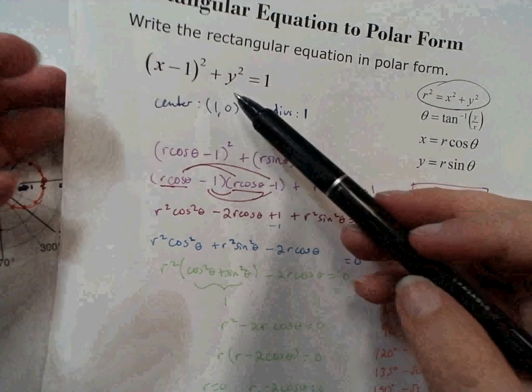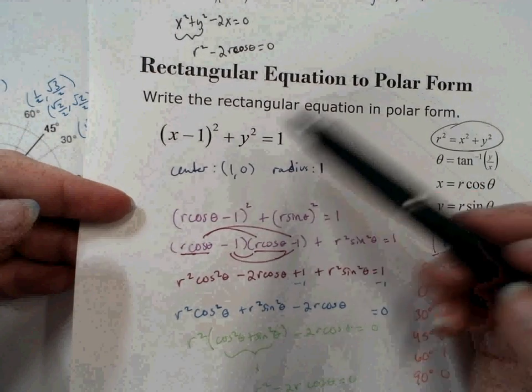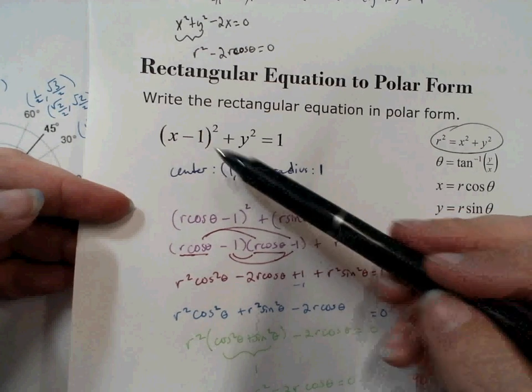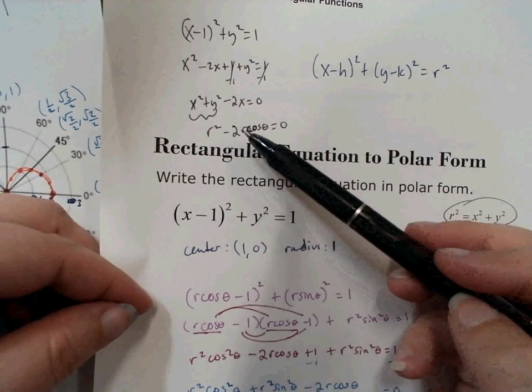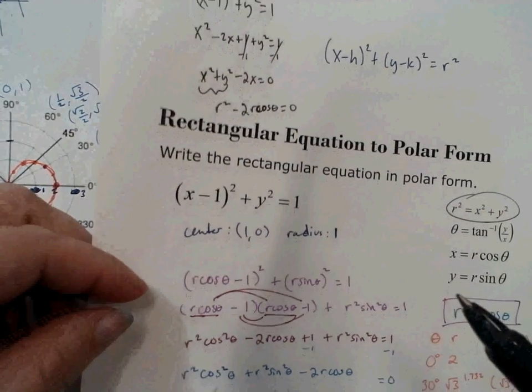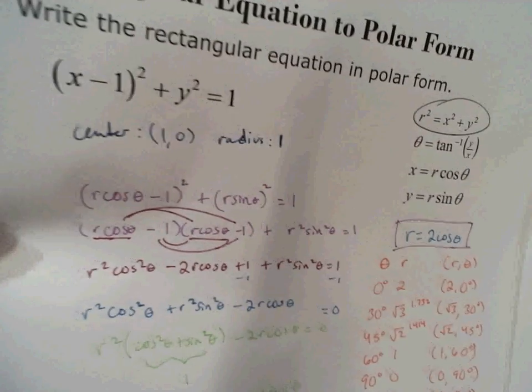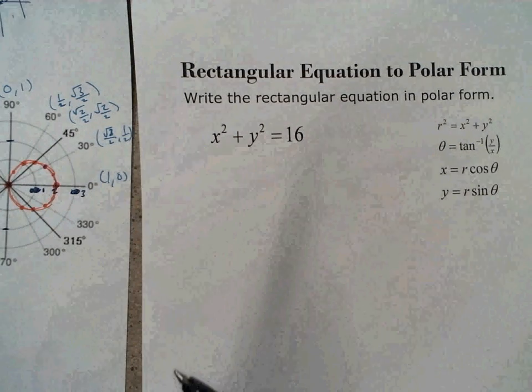Okay? So given a problem like this, if you're going from rectangular to polar, if you think to use the shortcut, or if you think to expand beforehand and then use that shortcut right there, then that'll make your life a little bit better.